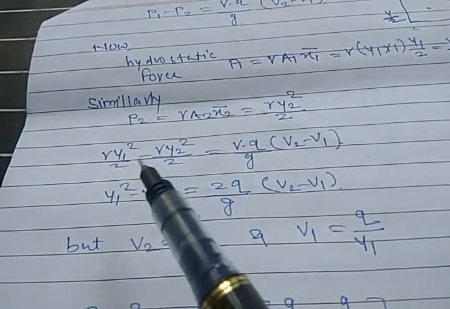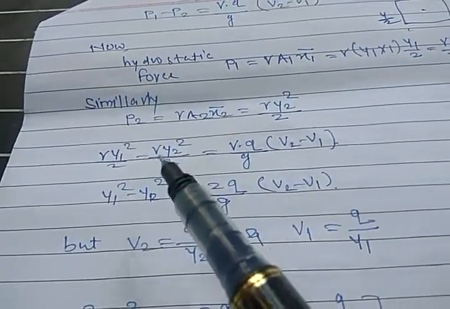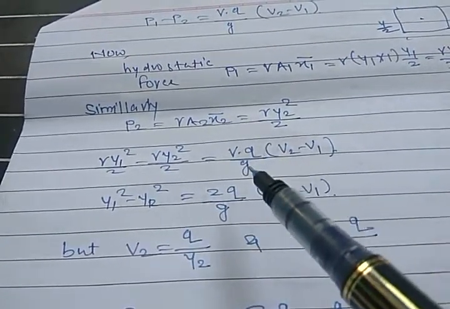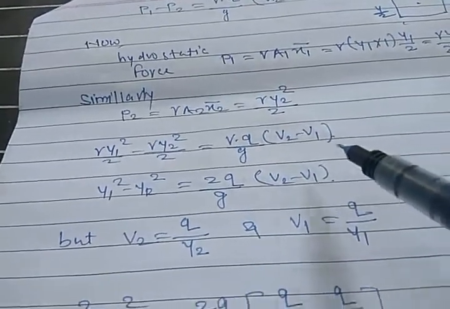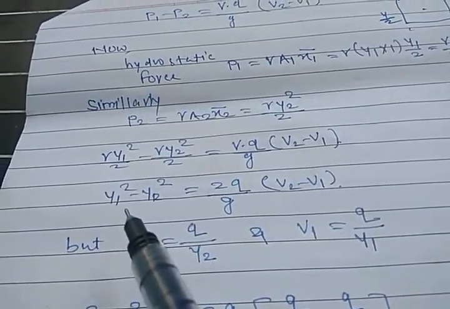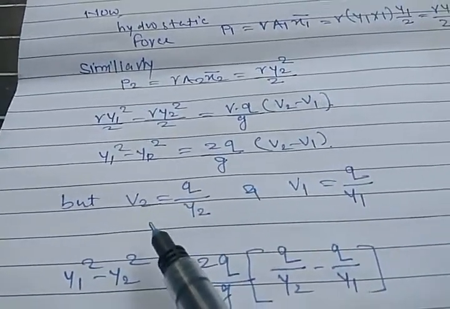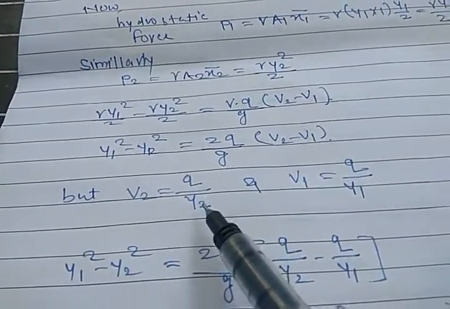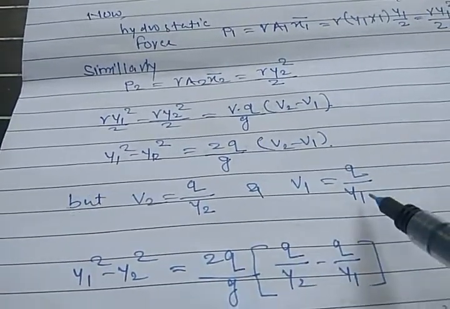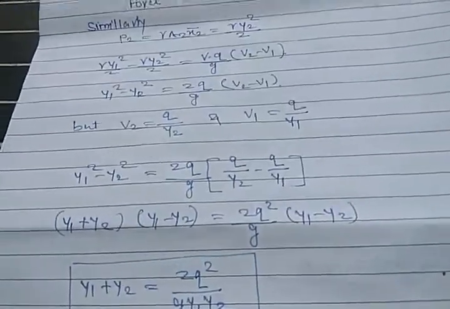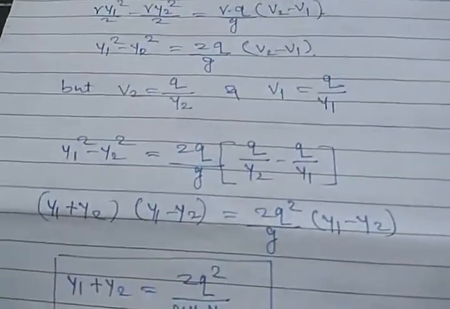gamma y1 square by 2 minus gamma y2 square by 2 is equal to gamma into q divided by g into v2 minus v1. Okay, so this is y1 square minus y2 square. Now v2 is equal to q by y2, and v1 is equal to q by y1. This we saw in the beginning.